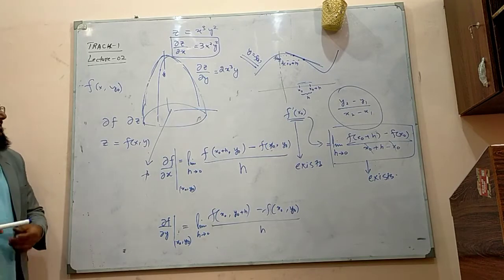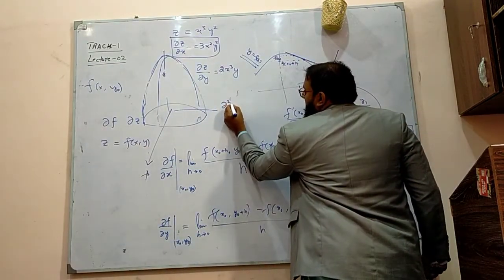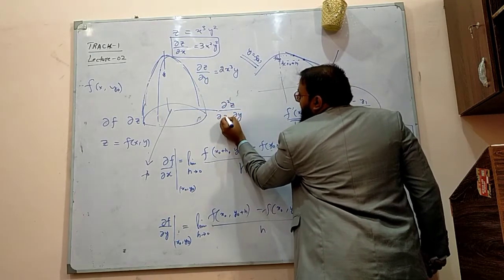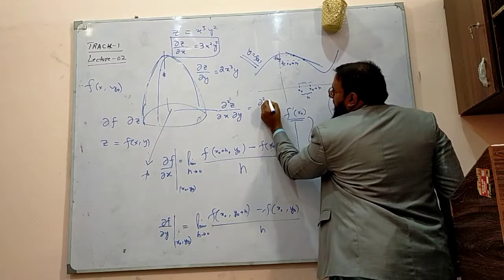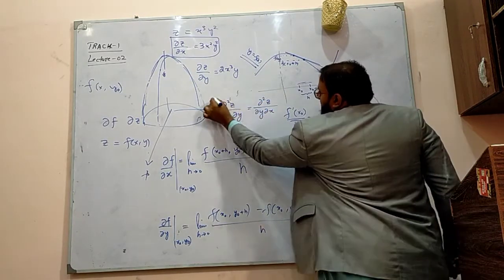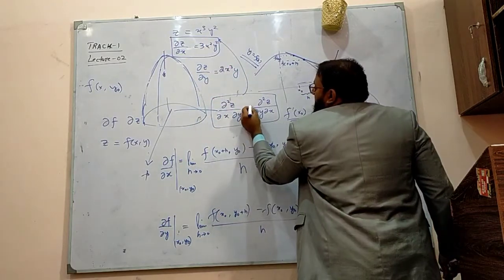And you can also see that the second partial of z, first y then x, is the same as the second partial of z, first x then y. They are going to be equal in this case, but they are not always equal.